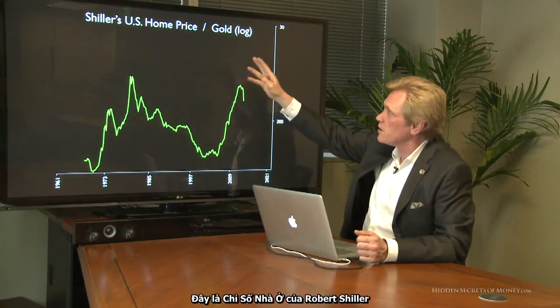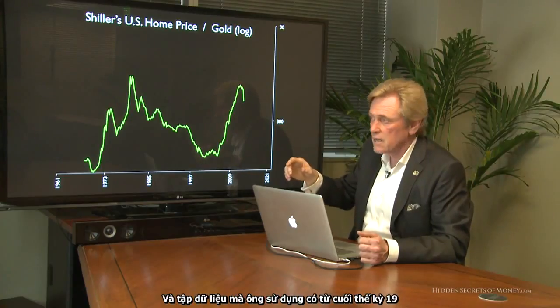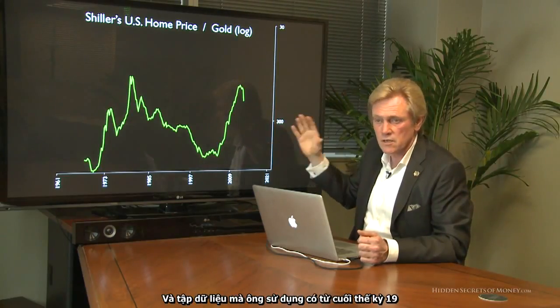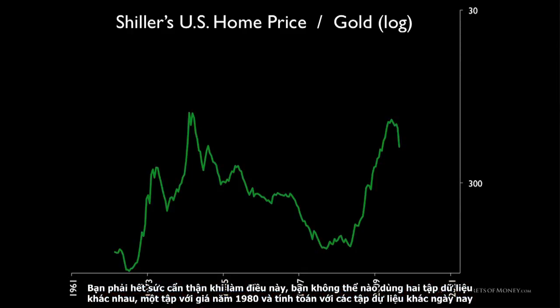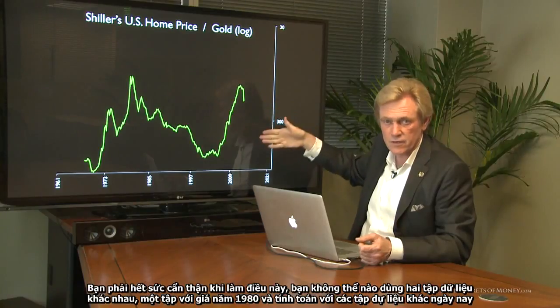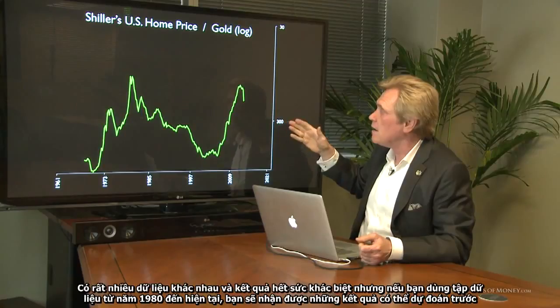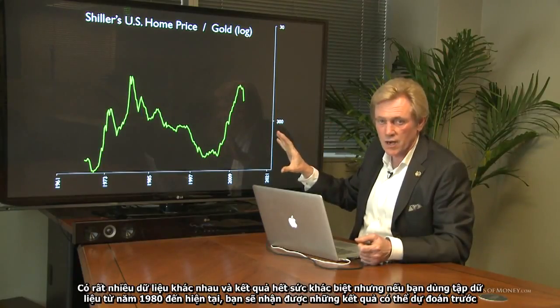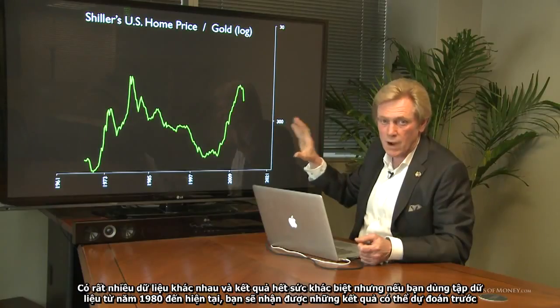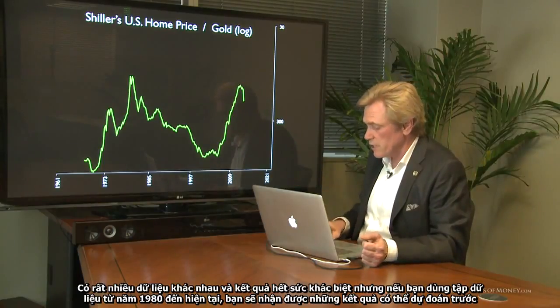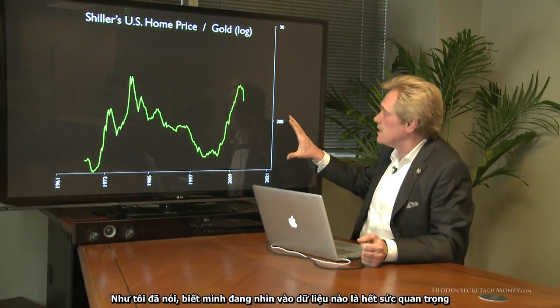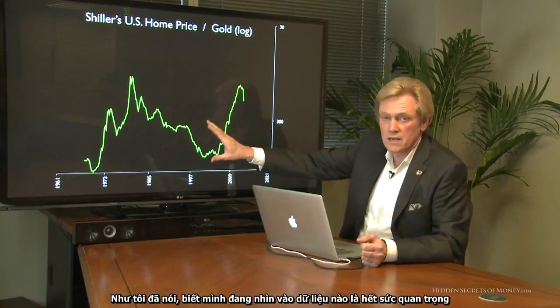This is Robert Shiller's U.S. Home Price Index, and this is the data set that he uses that goes back into the late 1800s. You have to be very careful when you're doing this. You can't use two different data sets, one for the 1980 price and then calculate off of a different data set for today. There's a lot of different data out there, and the results vary wildly. But if you use the same data set from 1980 to today, you'll get some pretty predictable results. But like I said, it's important to know the data that you're looking at.